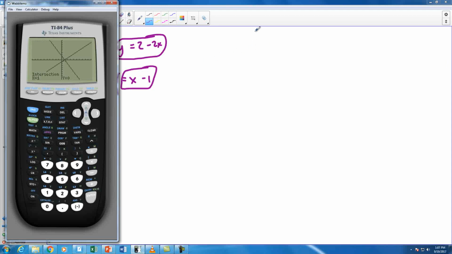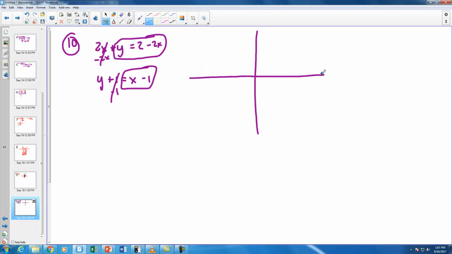So I didn't actually plot any points yet. I need to do that now. I know that at 1, 0, I'm supposed to have my intersection. So I'm going to come in here, put a dot right there. I need to graph the other lines though. This isn't very hard.